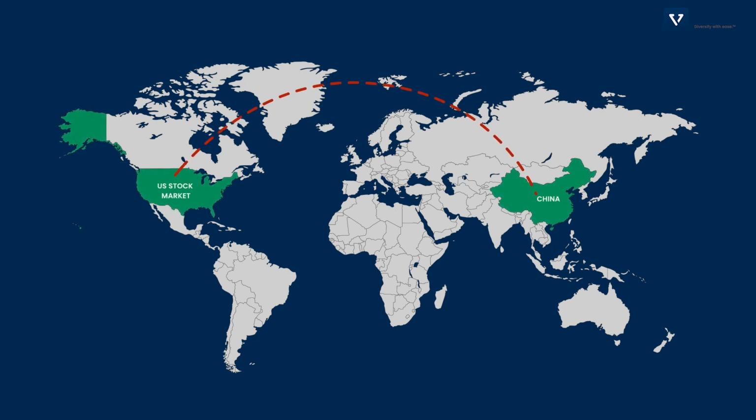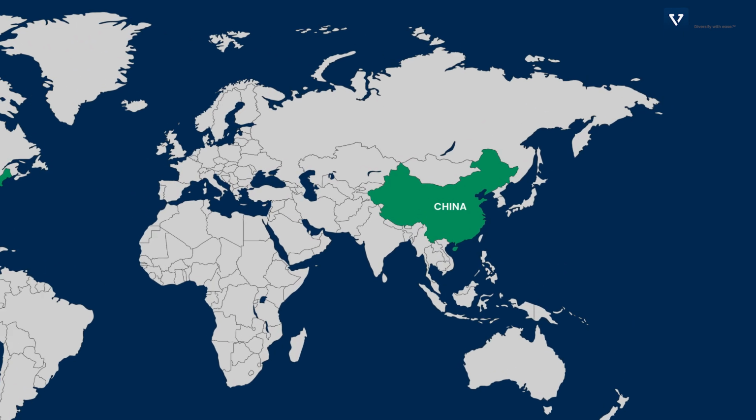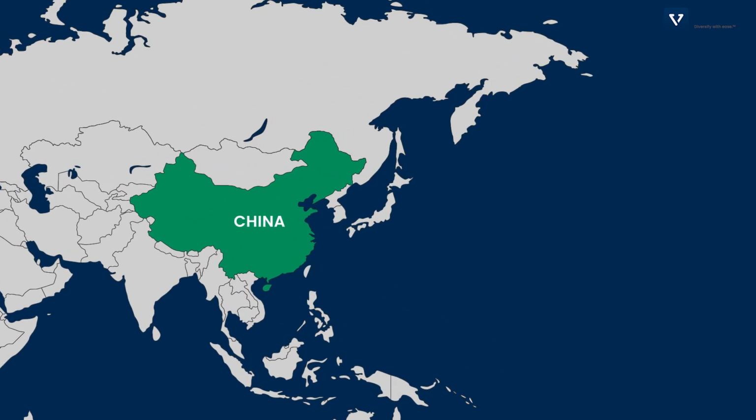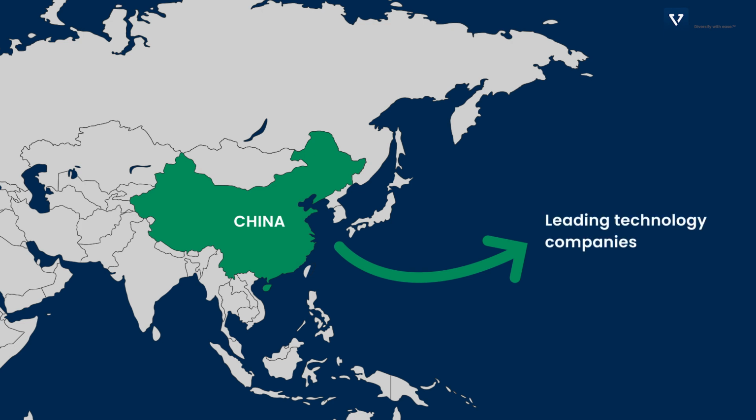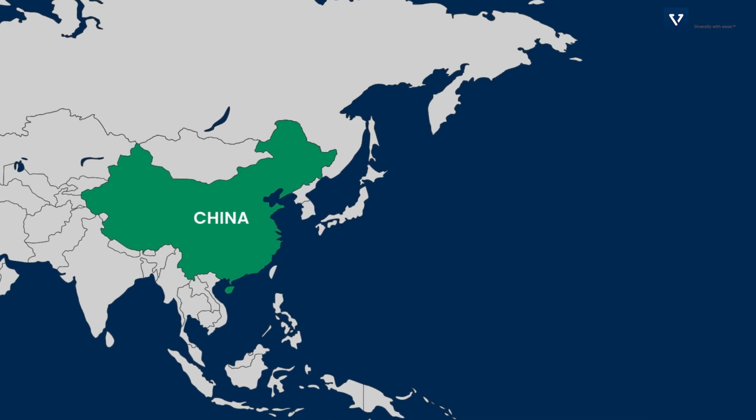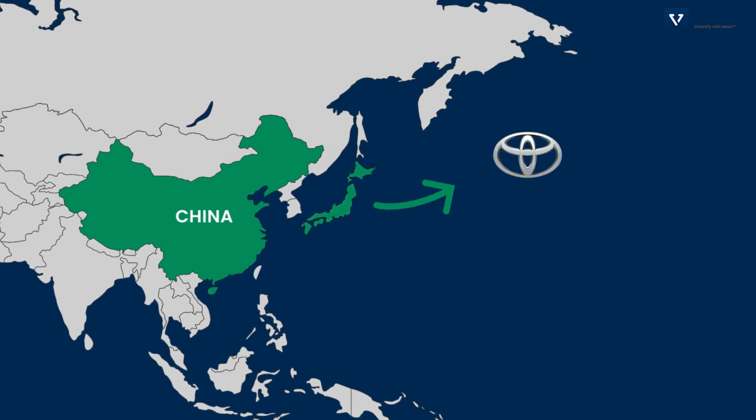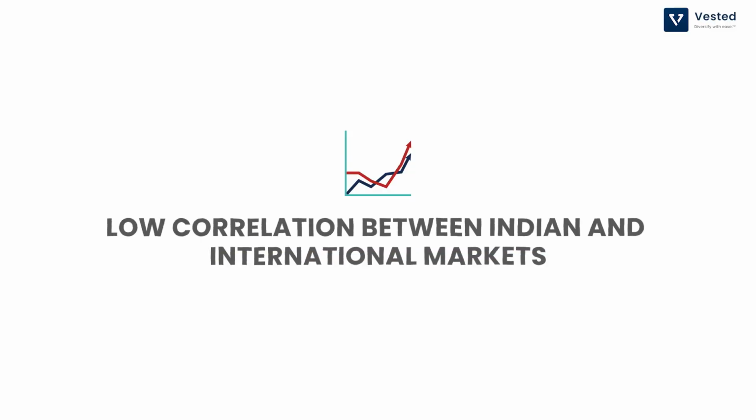The fast-growing Chinese economy, driven by a growing middle class and rapid technology adoption, has led to the creation of some of the world's leading technology companies. You can also invest in ADRs of companies from other countries, the likes of Toyota, Sony from Japan, or TSMC from Taiwan. The fourth reason is that there is a low correlation between the Indian and the US markets.